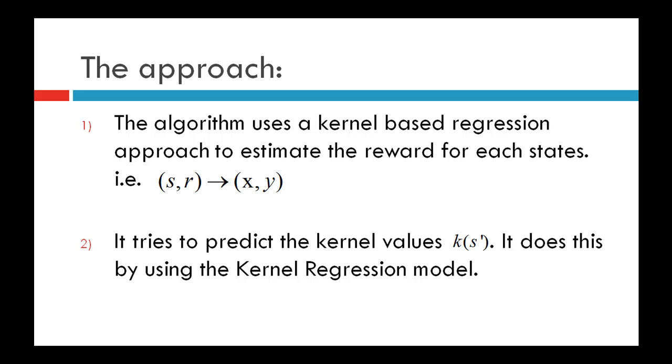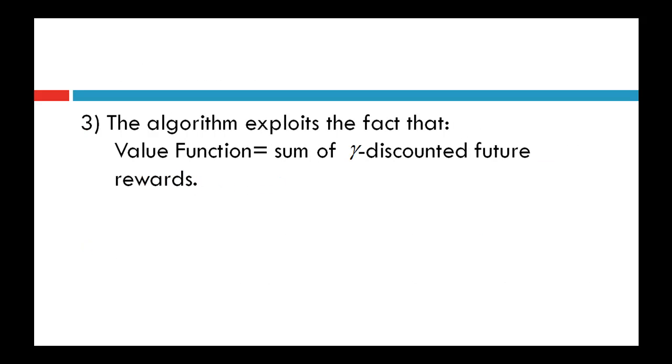The second thing is that it tries to predict the kernel values k of s prime, and it does this by using the kernel regression model, and we will see what k of s prime is when we discuss this. And the third thing is that the algorithm exploits the fact that the value function is the sum of the gamma discounted future rewards. Obviously this is not something to mention, but here it is stated explicitly so that it will help in understanding the algorithm.